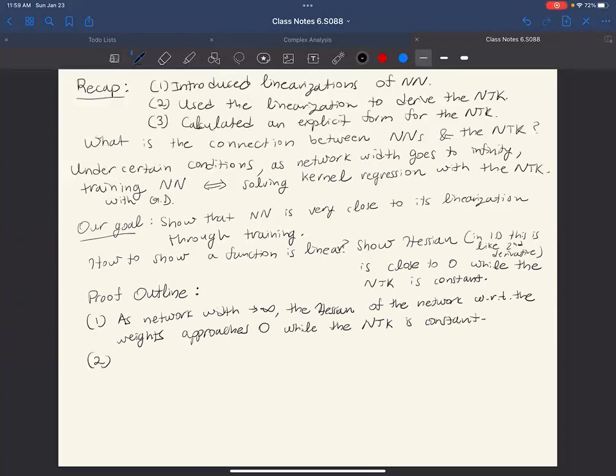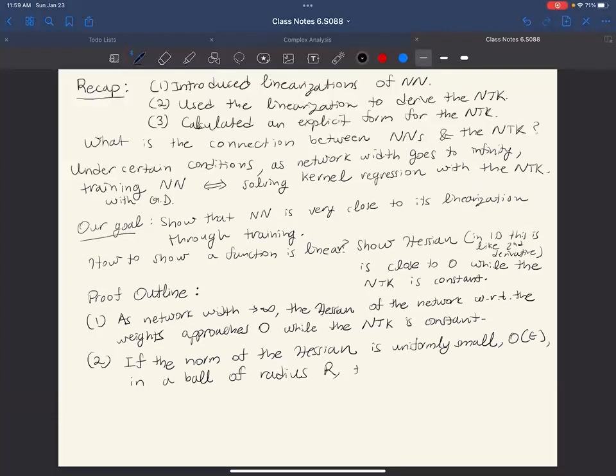The second step is that if the norm of the Hessian, and this is always the spectral norm, is uniformly small, and here I follow the notation from this paper, we'll say it's order epsilon, if this is small in a ball of radius r, then the change of the NTK in the ball is also small. So it's order epsilon times r.